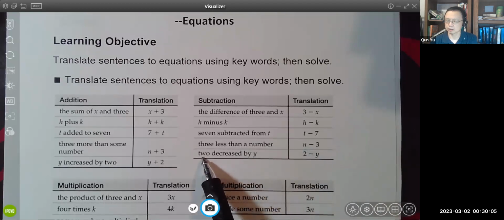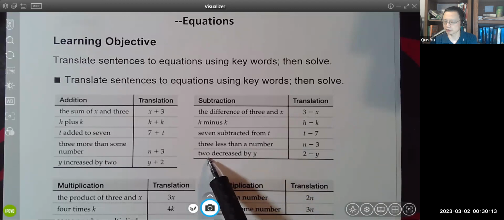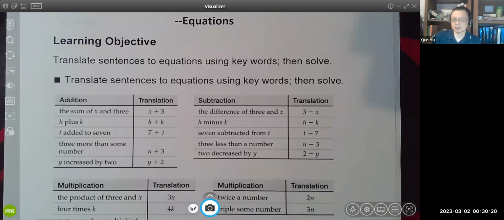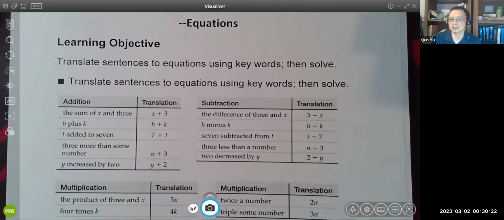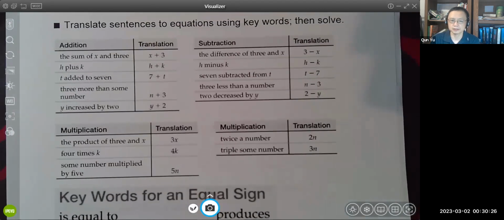The last one, 2 decreased by y. So you reduce this 2 by the amount of y. You have to have 2 first before you can reduce it, right? So 2 minus y. So these are some examples of addition and subtraction descriptions, phrases.